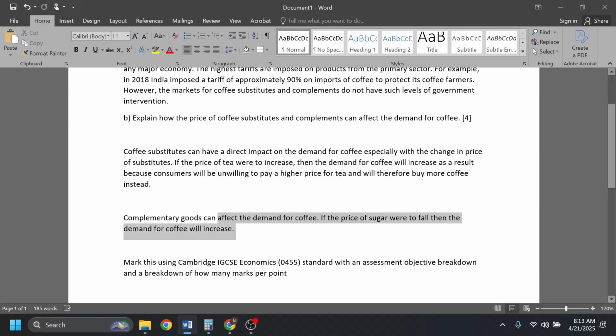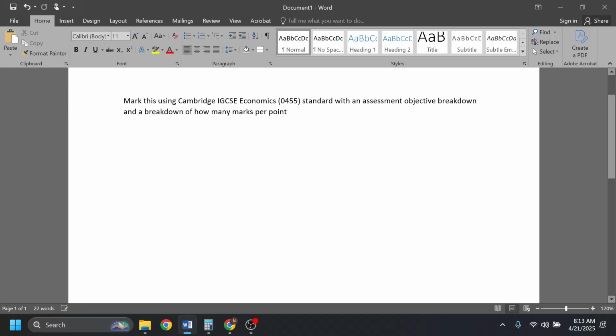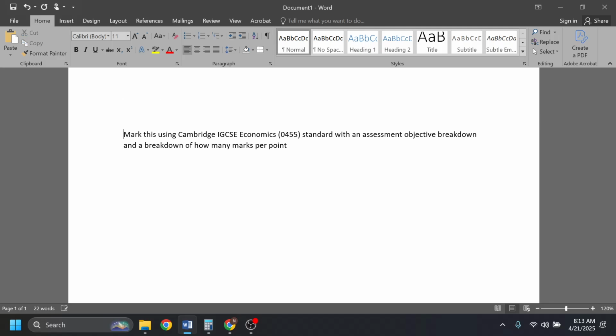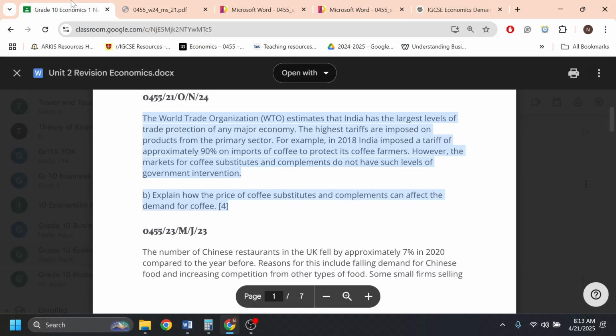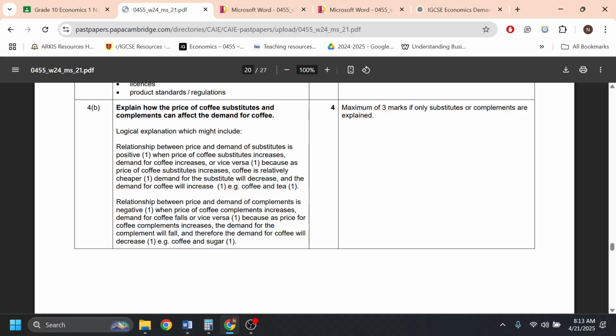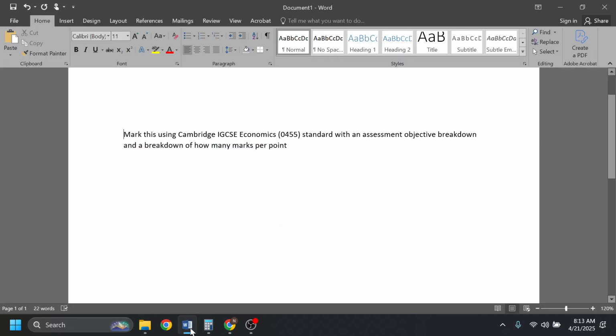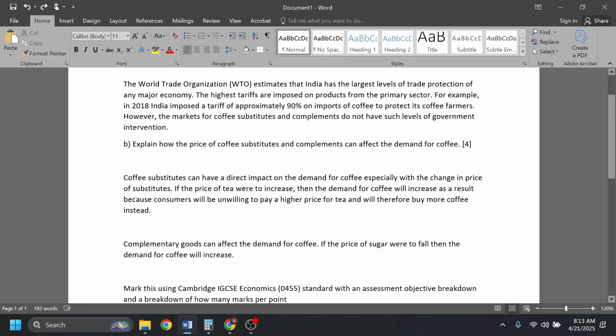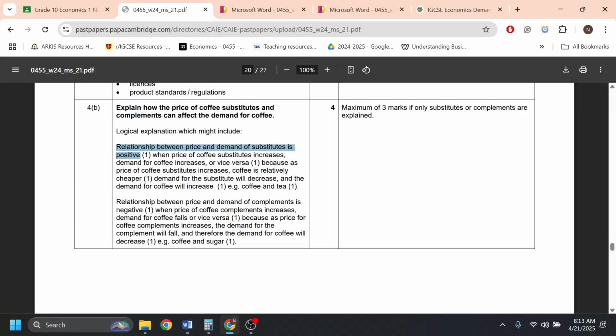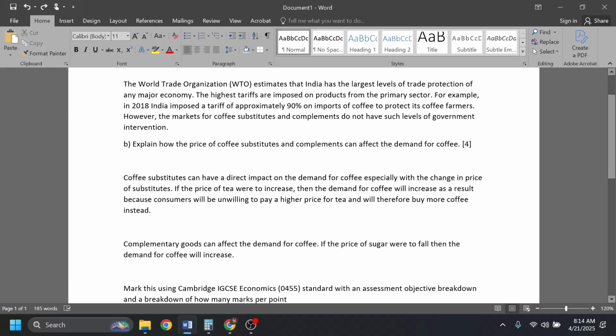Okay, so let's do another question. Since we've already done this, we're not going to need this anymore, so let's go for a different question. Let's go back. Oh, sorry, we can do one more thing just to make sure that it is accurate. I've opened up the mark scheme because this is taken from a past paper, and you can see here the relationship between price and demand of substitutes is positive, which is what I mentioned over here. When the price of a coffee substitute increases, demand for coffee increases. I've mentioned that over here. Therefore, as a result, we get the 2 out of 2.